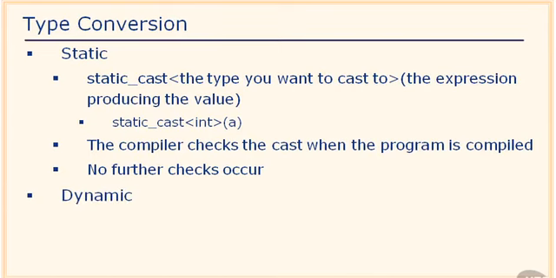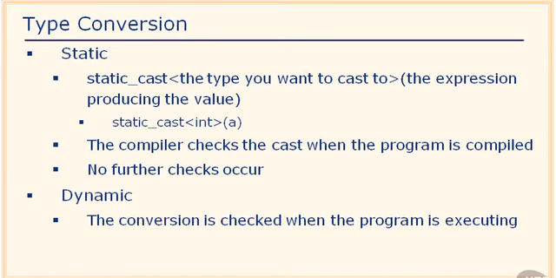Then there's dynamic conversion or dynamic casting, and with dynamic casting the conversion is actually checked when the program is executing. A lot of times this is considered maybe a little more safe, though it's a little more convenient to do static, but then don't just leave it there. There's lots of other reasons and situations when you want to use static over dynamic, but for now just understand the difference between these two.